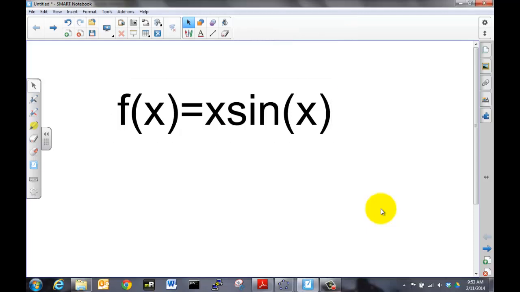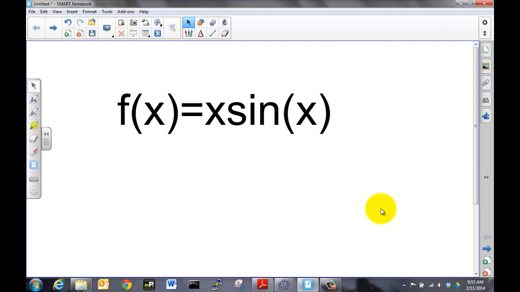Today we're going to be talking about how to integrate a function that might look as simple as what we see on the screen now. x sine x does not seem to be that difficult a function to actually try and integrate. However, if you try to use any of the methods that we have learned so far, we do not have a way to integrate something such as this.